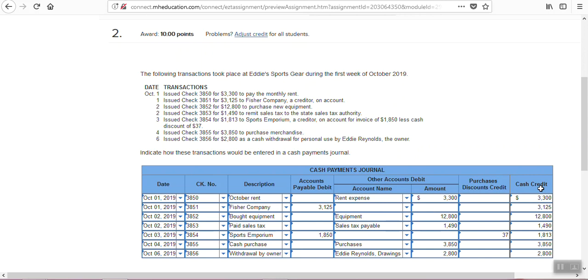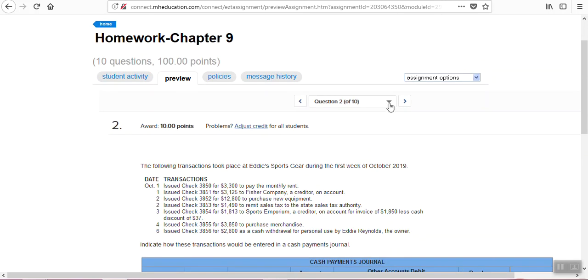We're paying cash. The mechanics of this one work a lot like the first one we looked at. We've got information over here that we're just going to get from the list of transactions, and then we've got columns that have titles. So we've got cash credit, purchases discount credit, accounts payable debit. So those three are specific, and then this one also has that other accounts area. This one is a debit. And in this one, just like the last one, you're going to put the account name and the amount if it's for something that won't fit in purchases, discounts, or accounts payable. So that one's pretty straightforward. So let's jump over to another one.